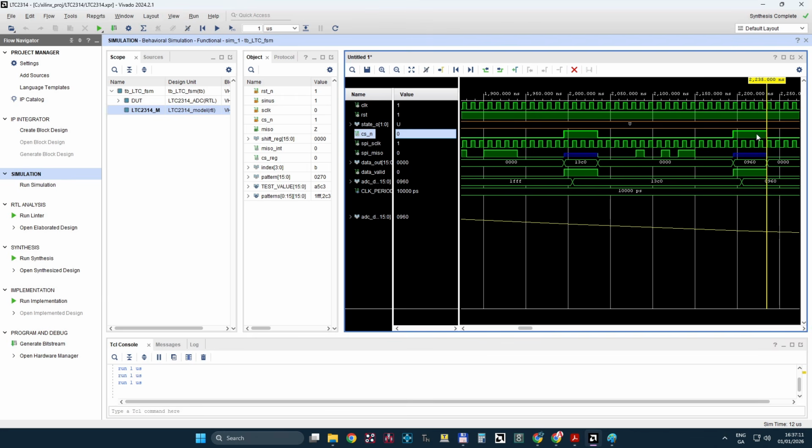So if we feed this core, I say core, but it's going to be an actual device, with an 80 megahertz clock, a conversion cycle is 20 clock cycles. So this will lead to a sampling frequency of 4 megahertz. Okay, so there's not much to say about this simulation.